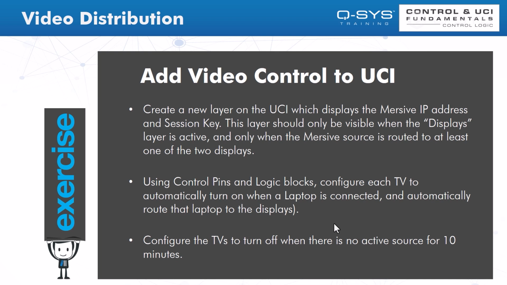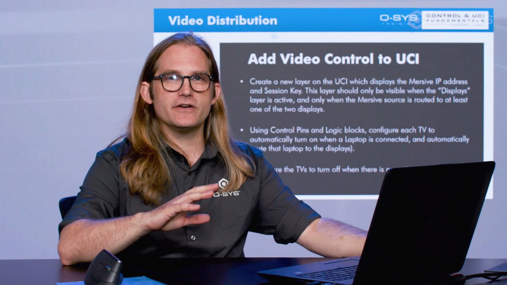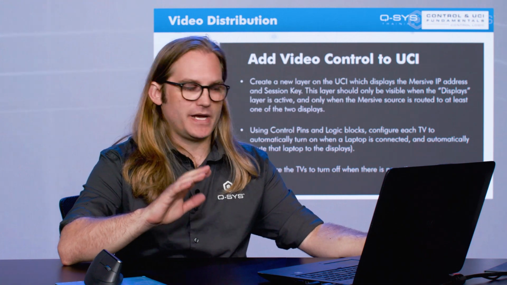The layer should only be visible when the displays layer is active and only when the immersive source is routed to at least one of the two displays. We're using control pins and logic blocks to configure each TV to automatically turn on when a laptop is connected and then automatically route that laptop to the displays. And last but not least, we're going to configure the TVs to turn off when there's no active source for 10 minutes. All right, there's a lot there, so let's take it piece by piece.